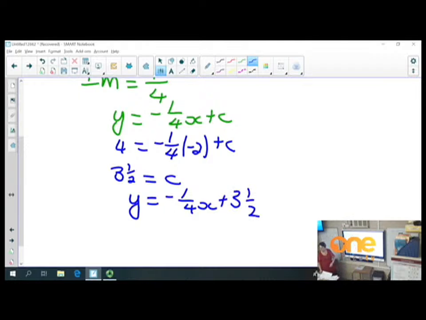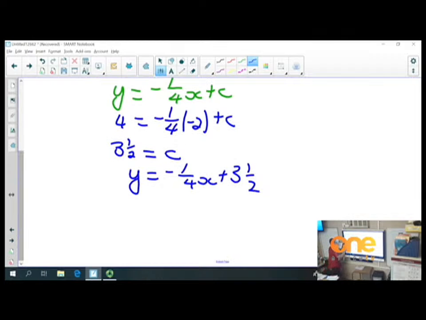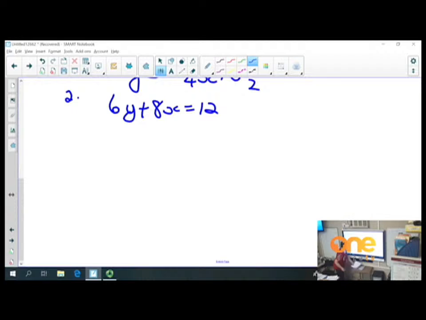Finding the equation with coordinate geometry. Finding the equation. Right, number 2. So this one was also homework up to there. Try now 12. Find the equation of the line passing through (3, -4) and perpendicular to the line 6y plus 8x is equal to 12. Now what makes this one difficult is I don't have the gradient.